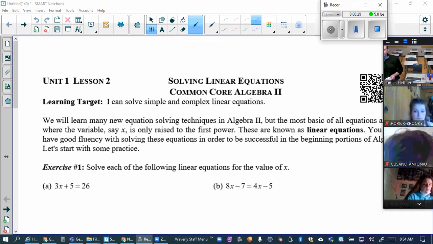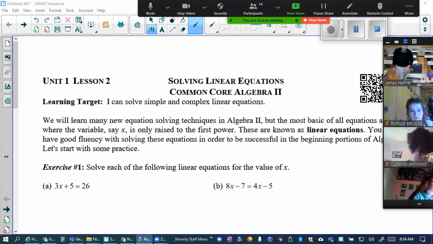And then what do they talk about? Terms. Why is this not looking like the page I had? Because that's Unit 1, Lesson 2. That's why. Hang on. Lordy. Let's try this again. Share the correct screen. I'm not recording.